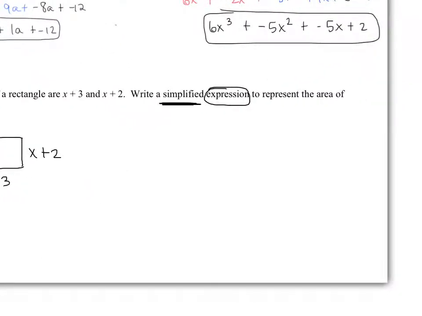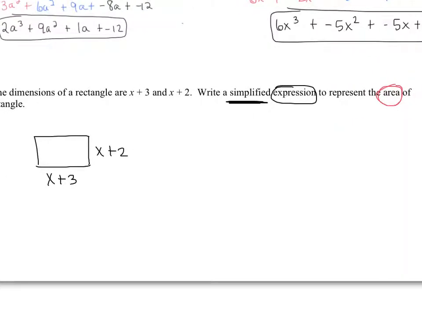And then probably the most important thing in here is that it's area. And we already know it's a rectangle. So to find area of a rectangle, we do length times width, or base times height. And in this case, the length would be x plus 3. The width would be x plus 2.